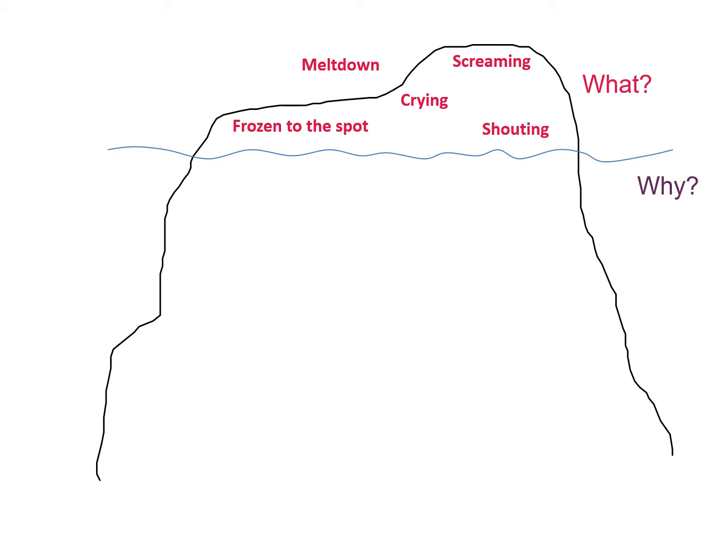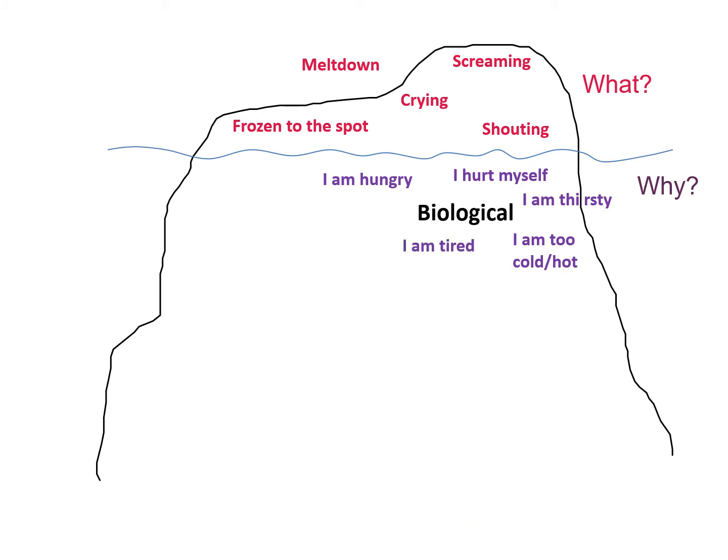First of all, let's consider what might that biological need be that the child is communicating. So we use I statements to do this. So the child might be telling you that I am hungry, I've hurt myself, I'm thirsty, I'm too hot or too cold, or I am tired. So that's those biological needs.